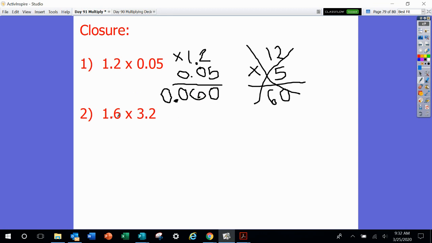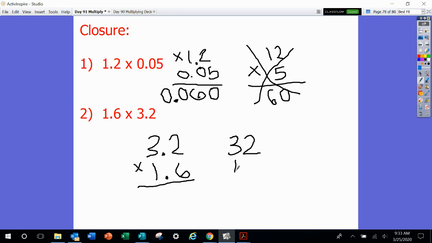Let's go ahead and try the second problem in our closure. 1 and 6/10 times 3 and 2/10. Go ahead and work that out now. Pause the video. Okay, let's go ahead and write that 3 and 2/10. Let's make that decimal point a little bigger. 3 and 2/10 times 1 and 6/10. I'm going to rewrite it because it just makes me visualize it a little better.